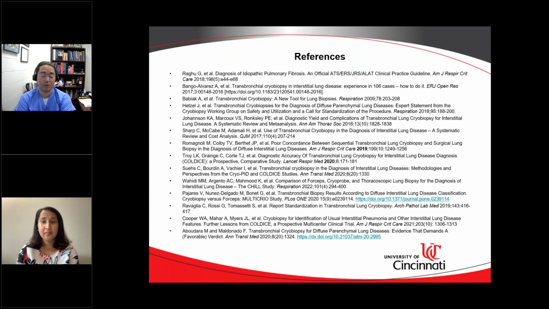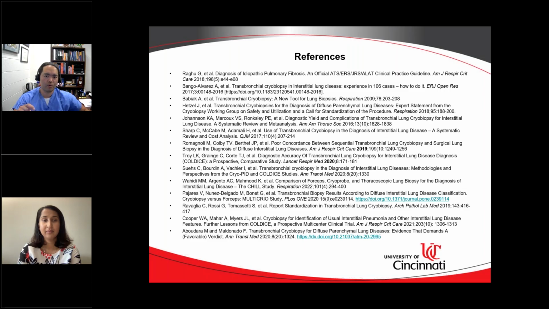Yes, so we were not able to just publish our initial experience back in 2015 and 16 with the first fellow that I trained, but interim data analysis suggested, and we were using the 1.9 versus 2.4 cryoprobe, and there was no difference in diagnostic yield whether you use a 1.9 or 2.4. There's one publication that I didn't add, but there's enough data to suggest that there's no difference between 1.9 and 2.4 cryoprobes.